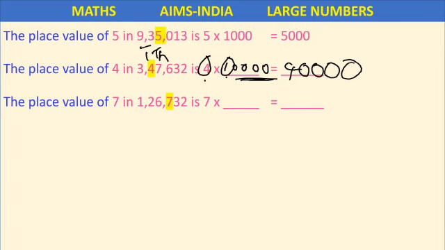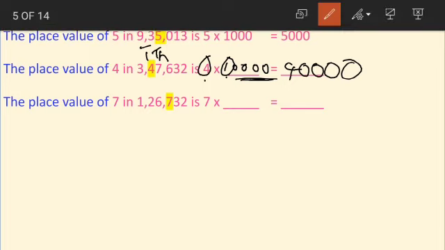The place value of 7 in the number 1,26,732. 7 is in which place? 7 is in hundreds place. So what should we multiply 7 with? We should multiply 7 with 100. Now what will the answer be? 7 into 1, 7. We have 2 zeros here, so I will write 2 zeros here.